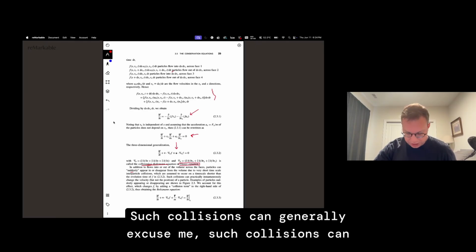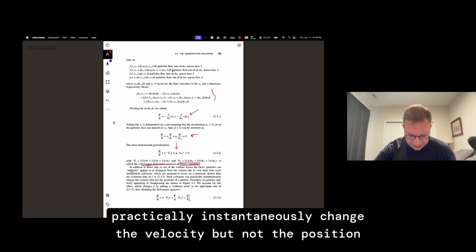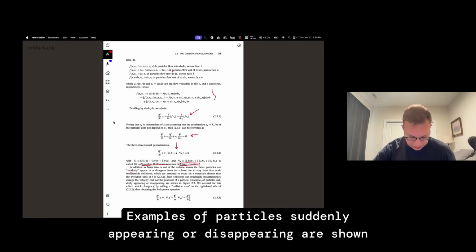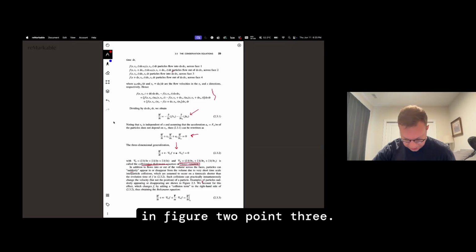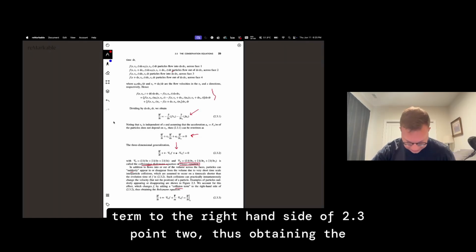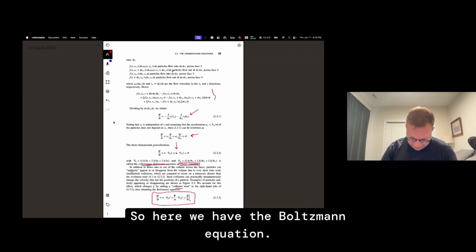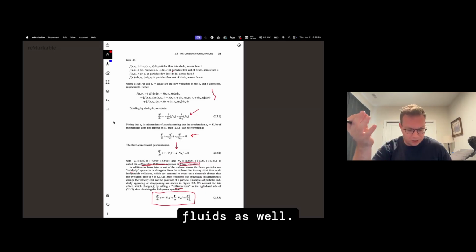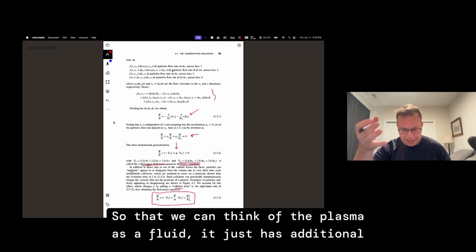Such collisions can practically instantaneously change the velocity but not the position of a particle. Examples of particles suddenly appearing or disappearing are shown in figure 2.3. We account for this effect, which changes f, by adding a collision term to the right-hand side of 2.3.2, thus obtaining the Boltzmann equation. So here we have the Boltzmann equation, and what's cool is this equation is applicable for fluids as well. So we can think of the plasma as a fluid.